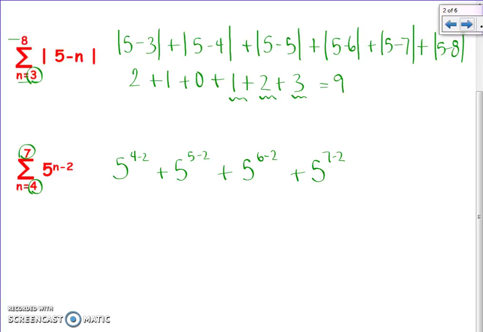Okay, so I'm going to simplify this a little bit. So this is really 5 squared, 5 to the third. Okay, put this in the calculator. 3,900.